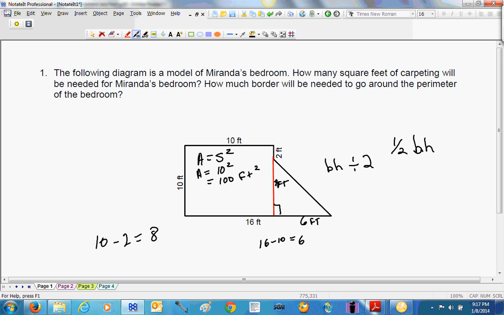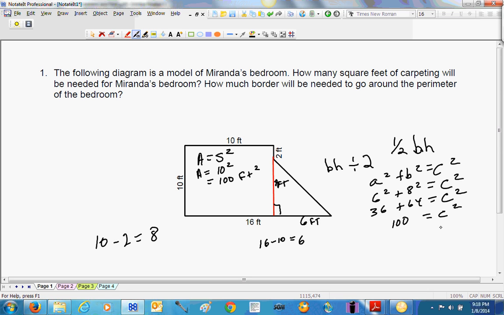Alright, so if this is 6 and this is 8, we can take a squared plus b squared is equal to c squared, and in essence we will have 6 squared plus 8 squared is equal to c squared. That's 36 plus 64 is equal to c squared. 36 plus 64 is 100, equal to c squared. In order to isolate c, we must undo c being squared, so we take the square root of c squared, and we have to take the square root of 100 on this side as well. So 10 times 10 is equal to c, which gives us 10 for that portion.